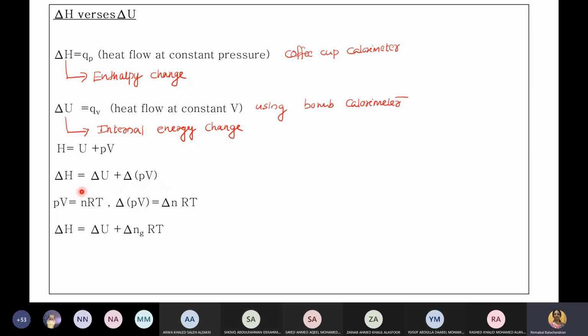So you studied this equation. Do you remember PV is equal to nRT? What is the name of that equation? PV is equal to nRT. What did you tell?